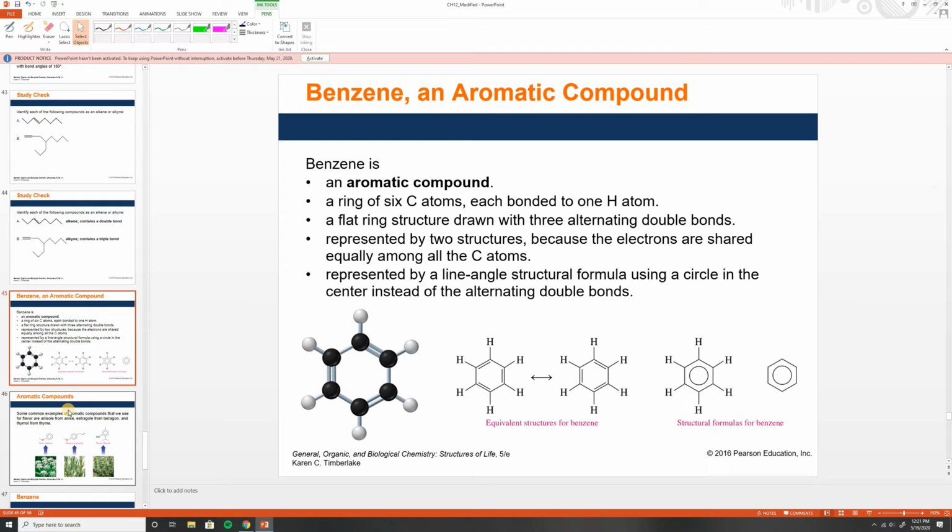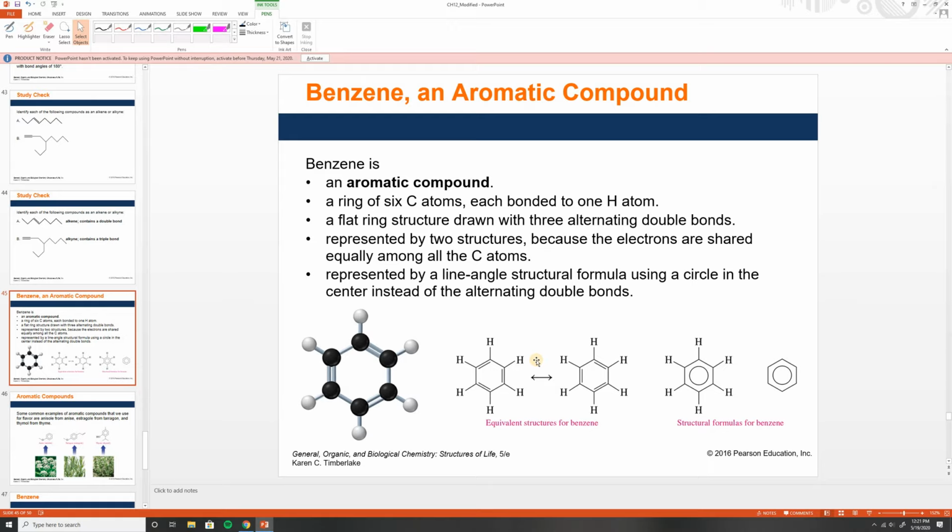And the ring has alternating double bonds, as you can see right here. So you see a double bond here, a double bond here. They're alternating, so there's double, single, double, single, double, single, all the way around. And there are different ways of writing it. You can write it like this, you can move the double bonds around, or you can write a circle in the middle.